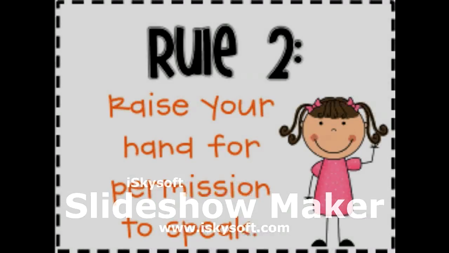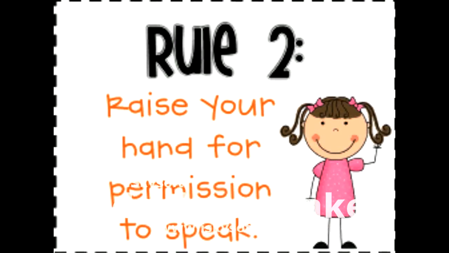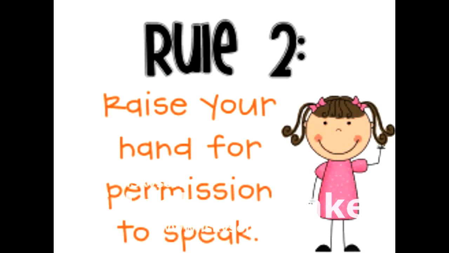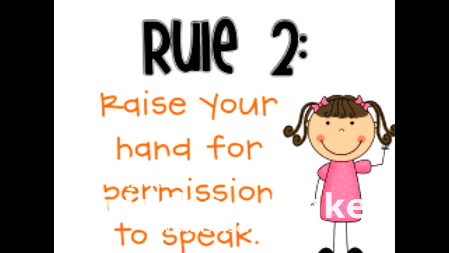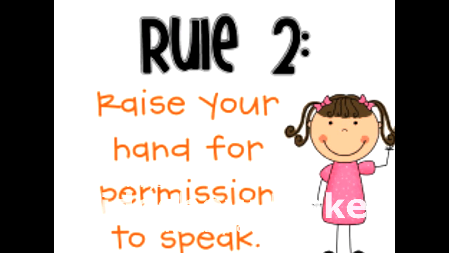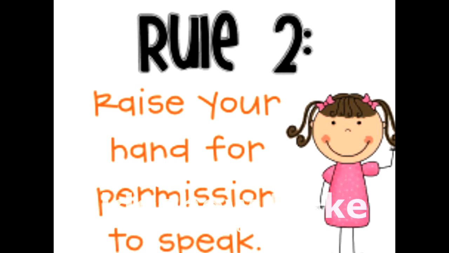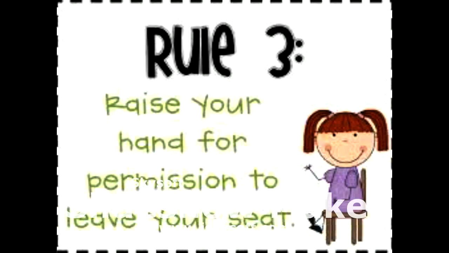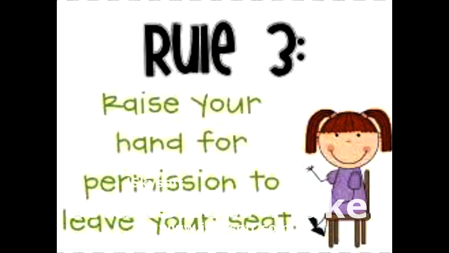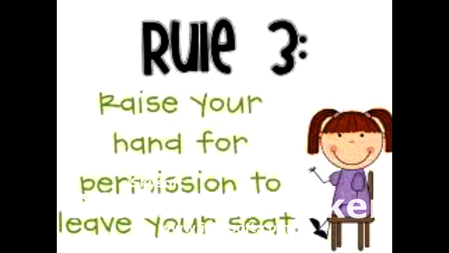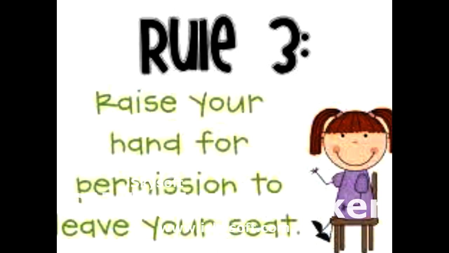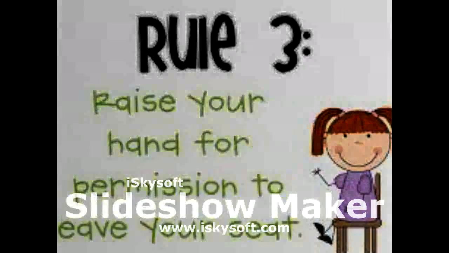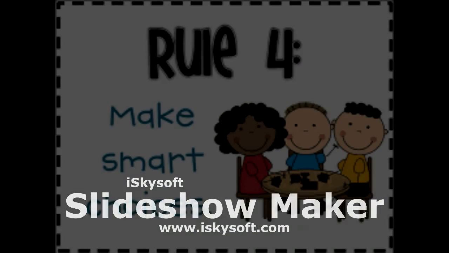Like Rule 2, raise your hand for permission to speak. Again, we're seeking to minimize distractions in the classroom by asking each child, before they have something to say, to raise their hand. Rule 3 is similar in that it's raise your hand for permission to leave your seat. There's no bigger distraction in the classroom than students getting up and down, coming to sharpen pencils, asking to go to the bathroom. Students just need to raise their hand before they get up.